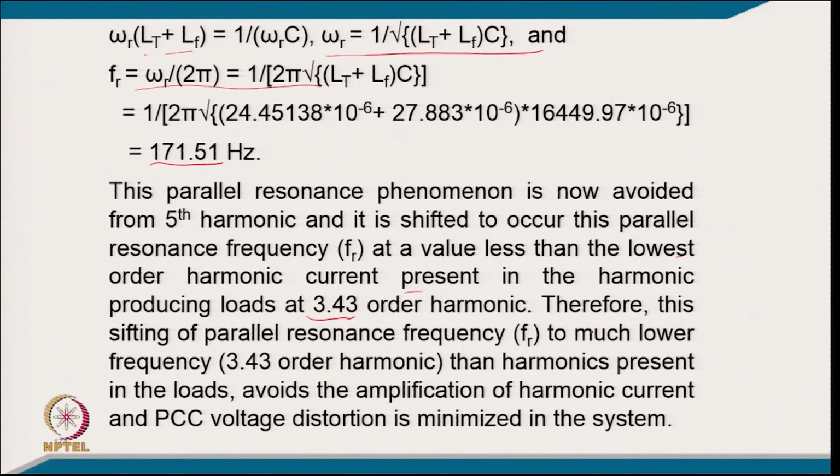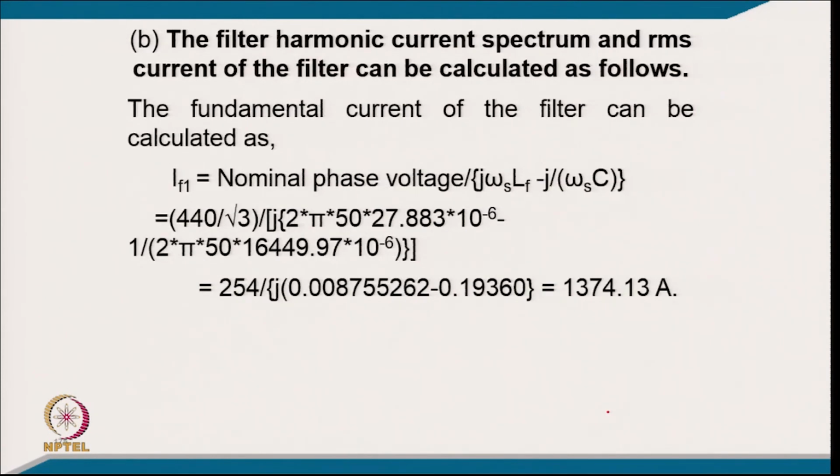Therefore, this shifting of the parallel resonance frequency to a much lower frequency, that is the 3.43 order of harmonics corresponding to 171.51 hertz in place of 250 hertz, means the harmonics present in the load avoid amplification of harmonic current and the PCC voltage is minimized in the system. So, now we can have the filter harmonic current spectrum and the current of the filter can be calculated.